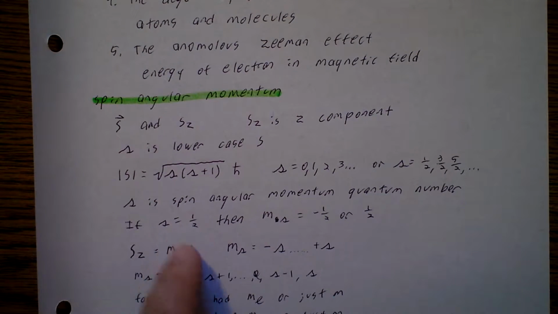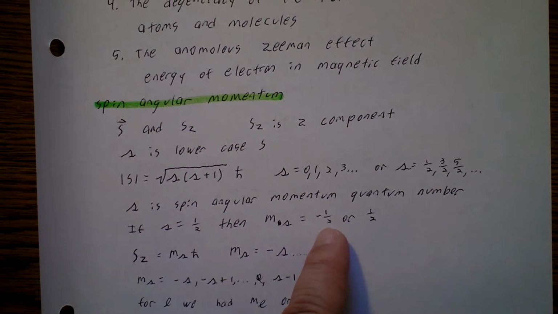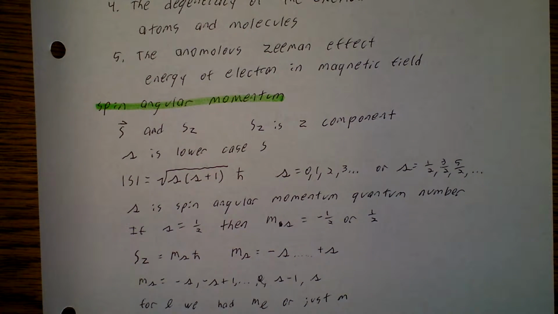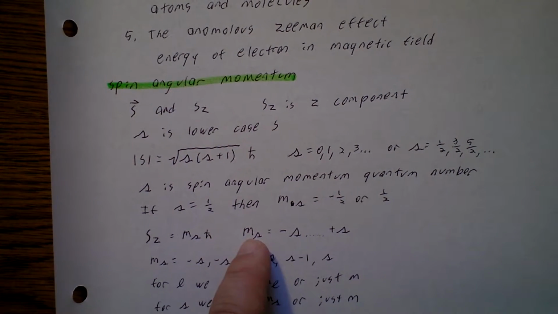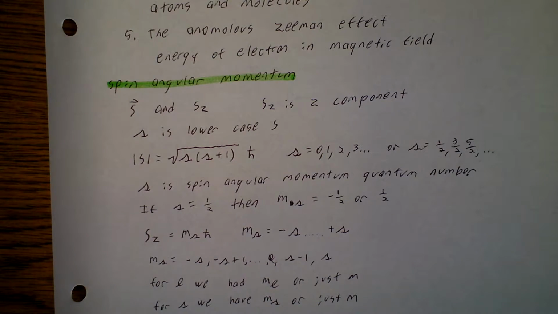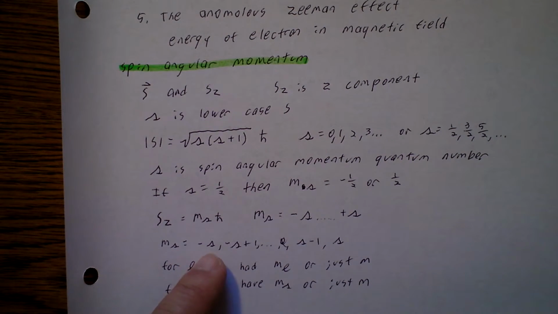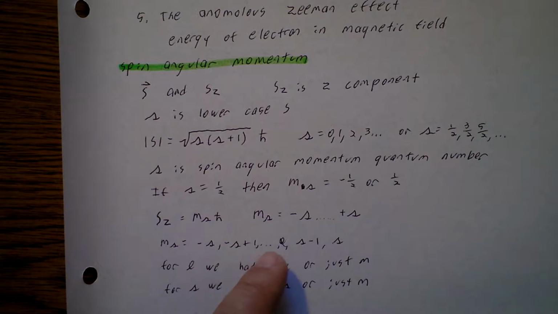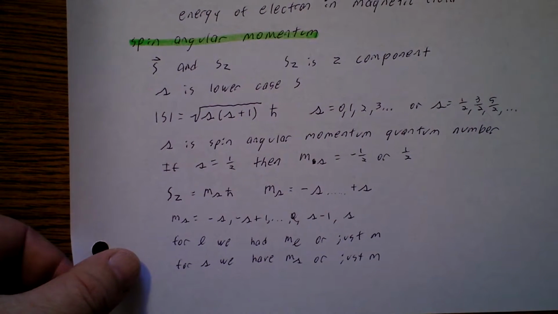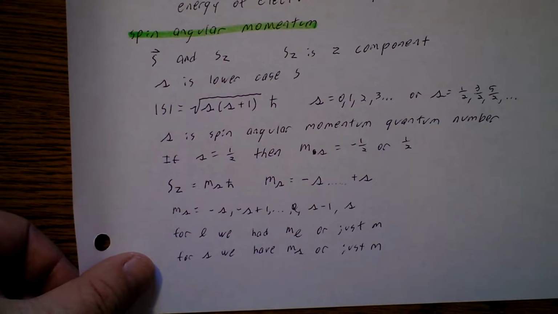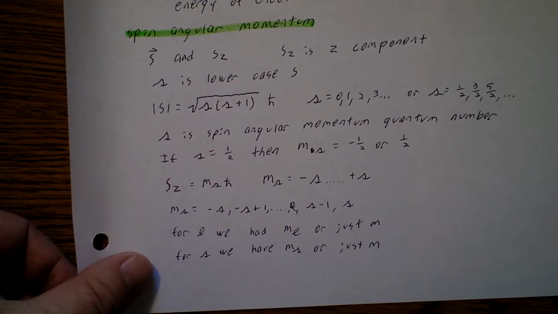Now, if s is 1/2, then ms is equal to minus 1/2 or positive 1/2. So for Sz, we get ms h bar, and ms goes from minus s all the way to positive s. ms would therefore be minus s, minus s plus 1, etc., to s minus 1, to s. Now remember, for L we had ml, or just m, and for S we had ms, or just m.